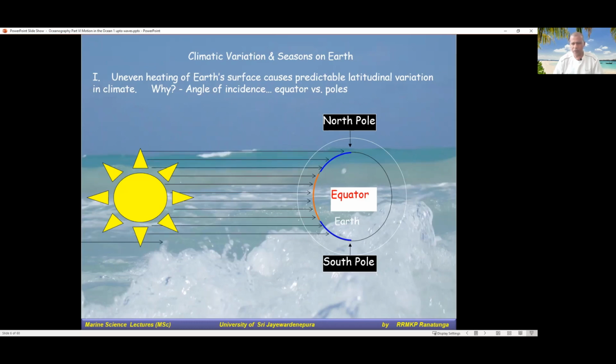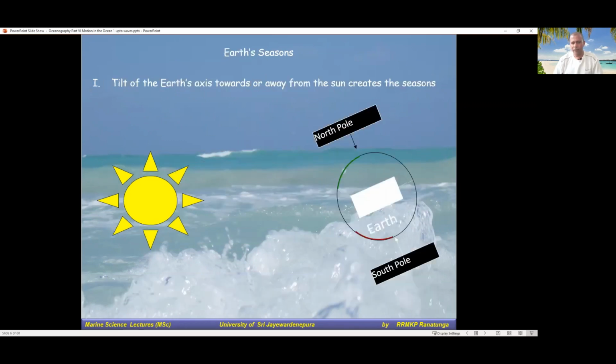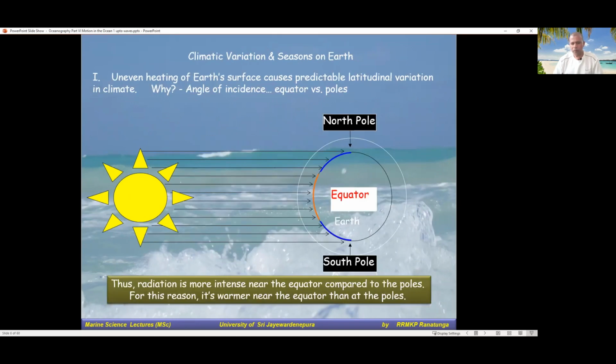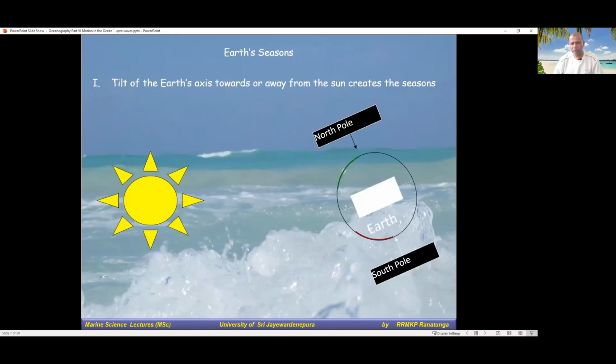So, we won't get the seasonal variation, but we can expect higher temperatures and colder temperatures in the polar regions if the earth is not tilted. But the difference is, the earth is actually tilted. Now, what happened?